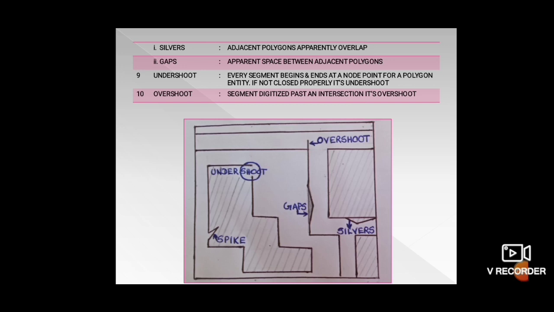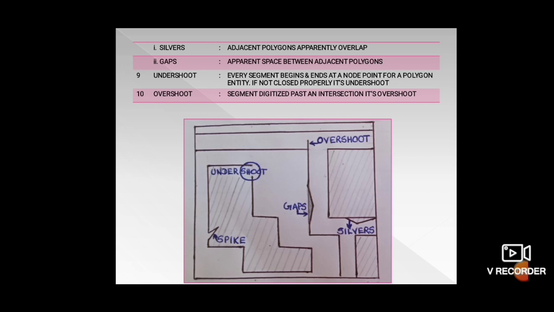What is an undershoot and an overshoot? Both are contradictory to each other. An undershoot occurs when every segment should begin and end at a node point for a polygon entity. If it is not closed properly, it is an undershoot. Here I have circled that feature in the diagram. We know that a polygon should always be enclosed, but sometimes due to our mistake we may not have enclosed that polygon, and that portion we call an undershoot.